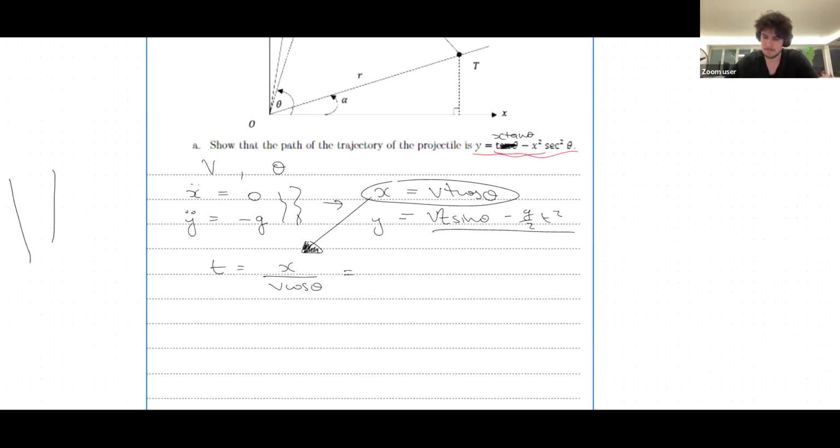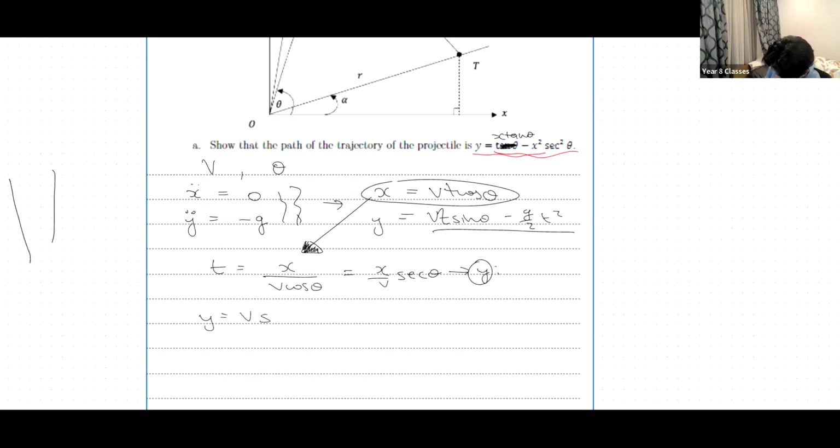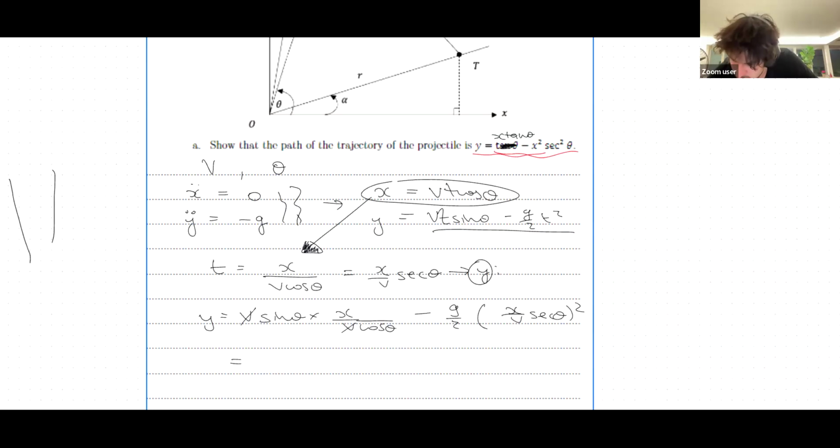Now if we plug this into our equation for Y, you're going to get Y equals V sine theta times X on V sec theta, so I'll write this as cos theta here, minus G on 2 times X on V sec theta squared. These cancel, and you get sine theta on cos theta, which is just tan theta. So this is where you get your X tan theta. Over here, minus G on 2, you get X squared.